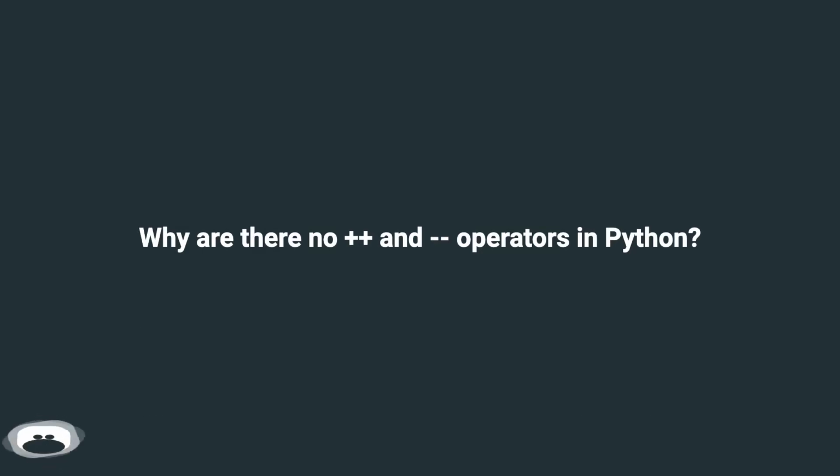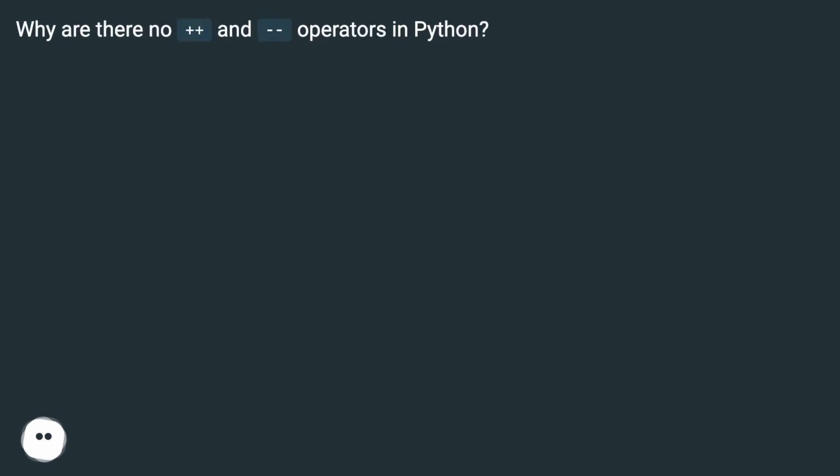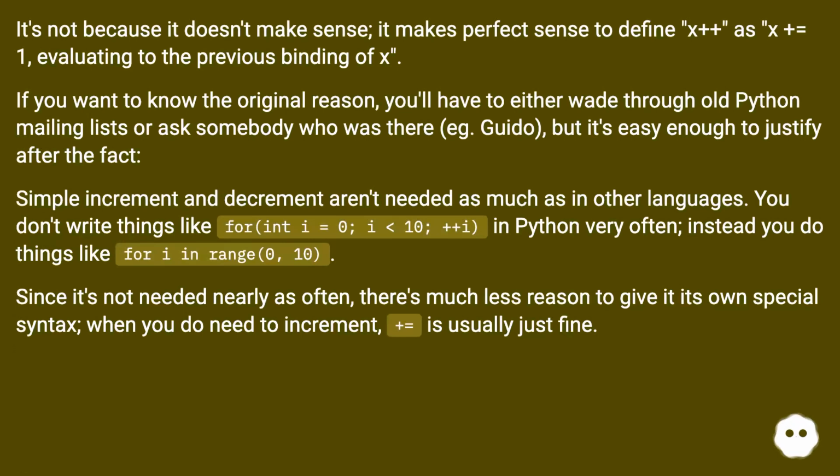Why are there no plus plus and minus minus operators in Python? It's not because it doesn't make sense.